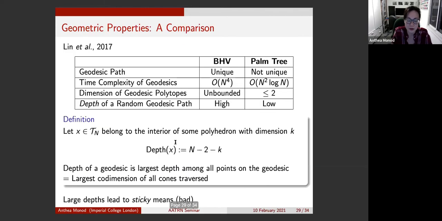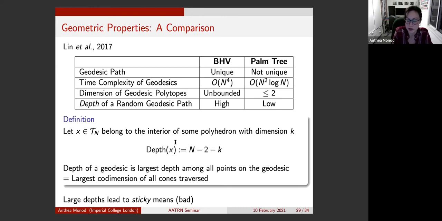Okay, so geometric properties. This is earlier work by Speyer and Sturmfels and my co-author Bolin. So, a comparison of these geometric properties: it turns out that in our space, geodesics are not unique, whereas they are in BHV tree space because it's a CAT(0) space. So this is a bit of a complication. But it turns out that the complexity of computing geodesics is lower than in BHV tree space.